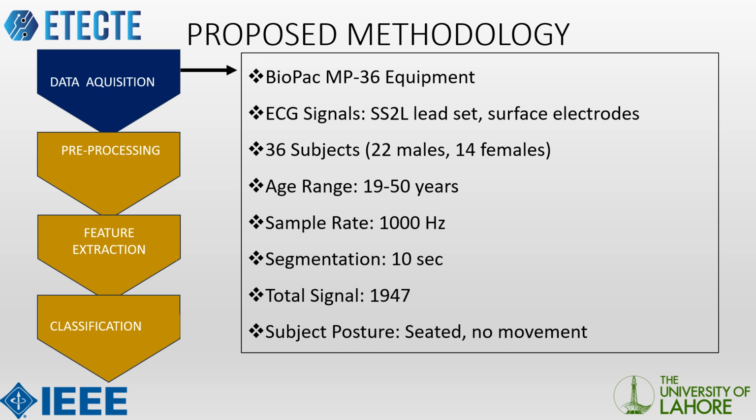To start with data acquisition, we have used the Biopac MP36 system with SS2L leads and surface electrodes to acquire the dataset from 36 subjects, which include 22 males and 14 females. Age range was between 19 to 50 years and sample rate was set to 1000 Hz, which was provided by the Biopac system. After the acquisition of data, we segmented the data into 10 seconds and the total number of signals was 1947. All the dataset was acquired at room temperature and pressure in sitting position.